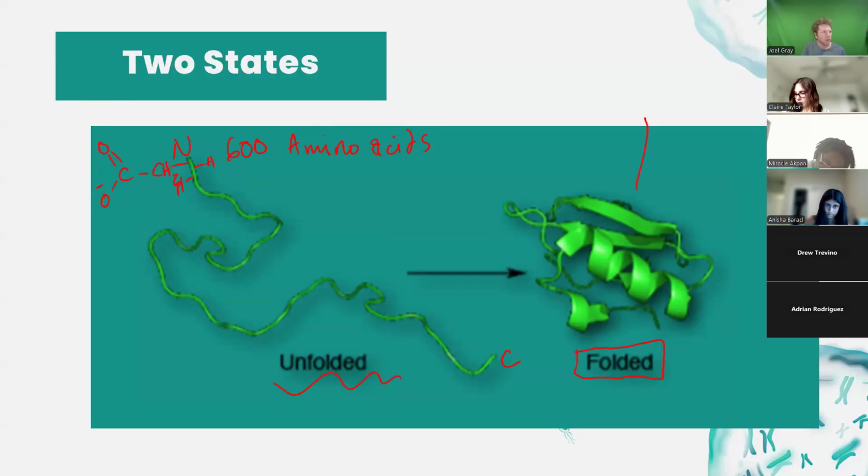Now, what you see here, in a comparison of these two, is that on the left-hand side in its unfolded state, all that you've got is the primary structure. On the right, in its folded state, this protein does have a primary structure. Absolutely, no doubt about it. Does anyone see any secondary structural elements in the folded state? And if so, add to the chat what you see.